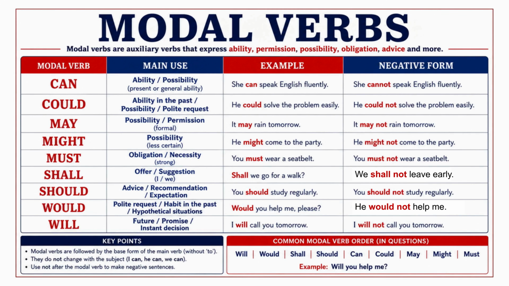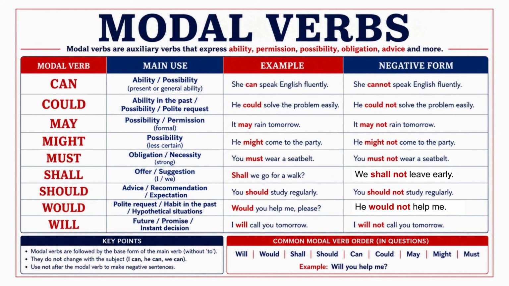The negative form is might not. For example, he might not come to the party. It might not snow tonight. She might not call later. We might not travel tomorrow. They might not be ready. I might not buy the book. He might not agree. You might not understand it. She might not visit today. We might not watch TV tonight.